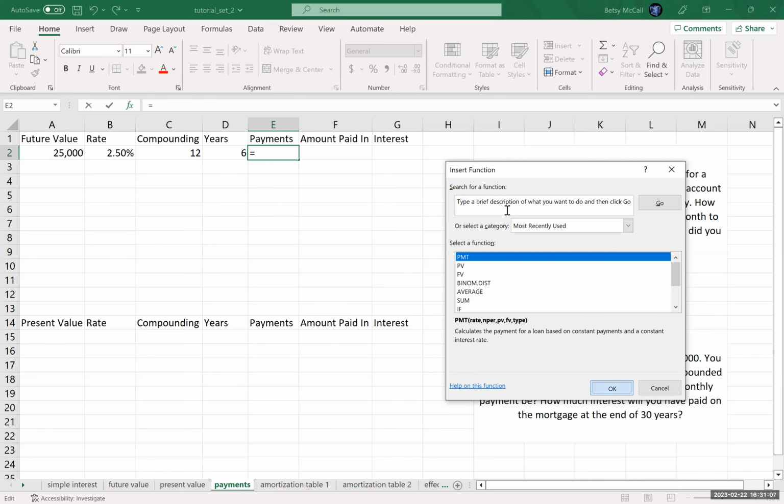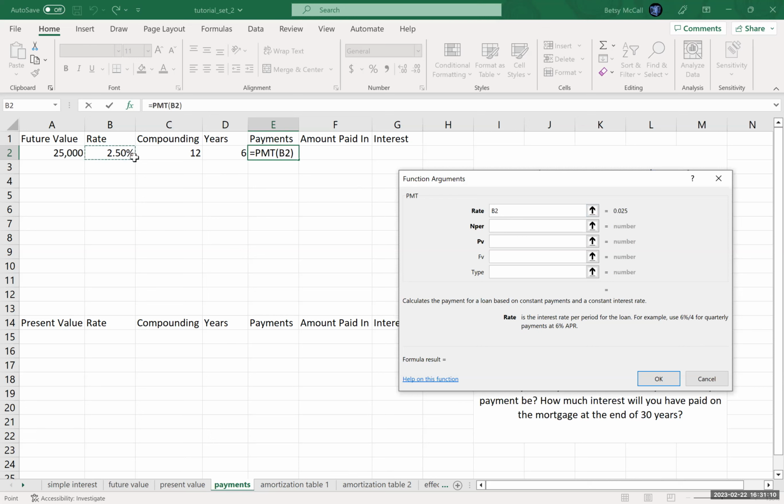PMT. Rate divided by compounding. N per is the total number of compounding cycles, the number of payments. So it's compounding times years. Now, in this formula, you're either going to use present value or future value. In this particular example, we have the future value, the amount that we want to be in the account at the end. And again, notice the negative sign in our preview. We're going to put a negative sign in our future value so that our payment amount comes out positive. We don't need the type because we will accept the default.